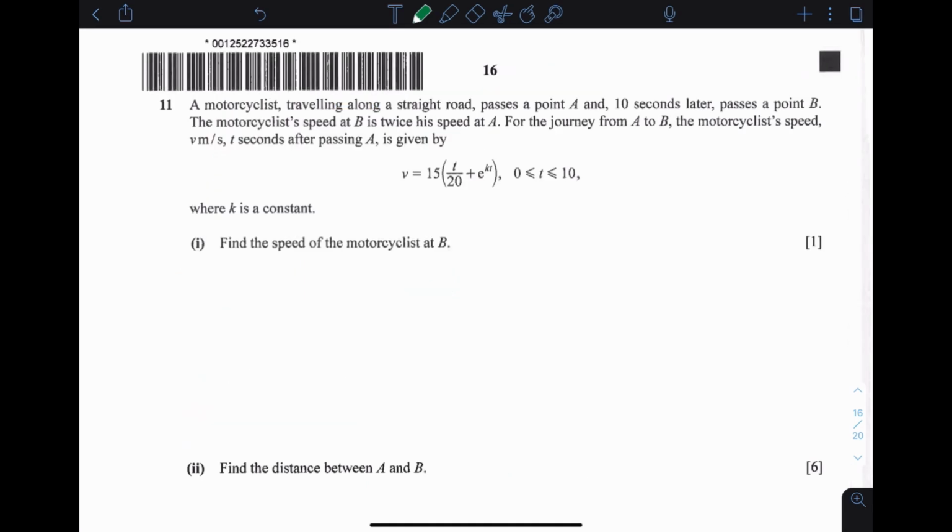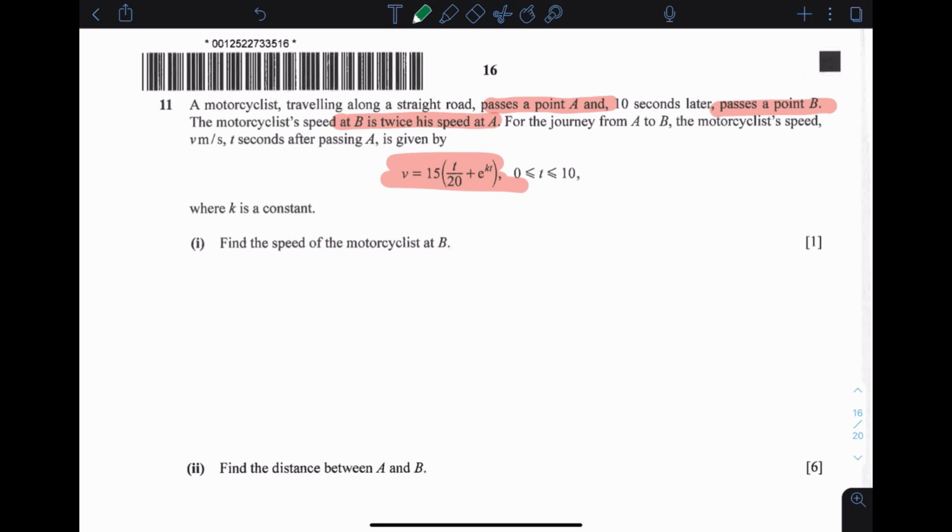Next is question 11. A motorcyclist is traveling along a straight road and passes point A. 10 seconds later, it passes point B. The motorcyclist's speed at B is twice the speed at A. For the journey, the speed is V, with the formula given as this, where K is a constant number. Find the speed of the motorcyclist at B.